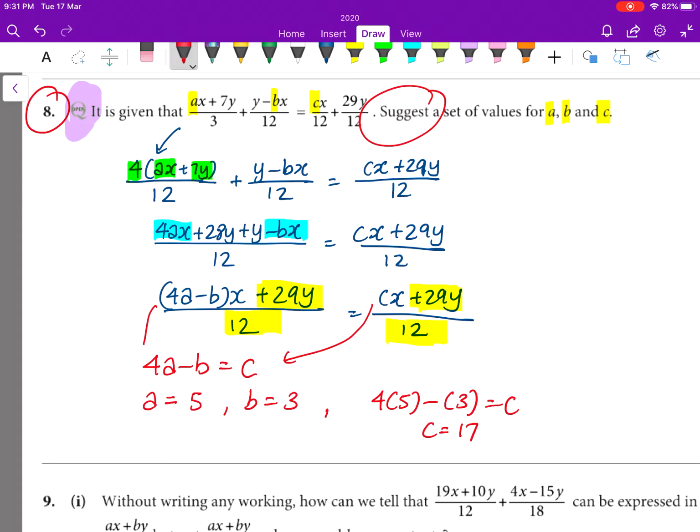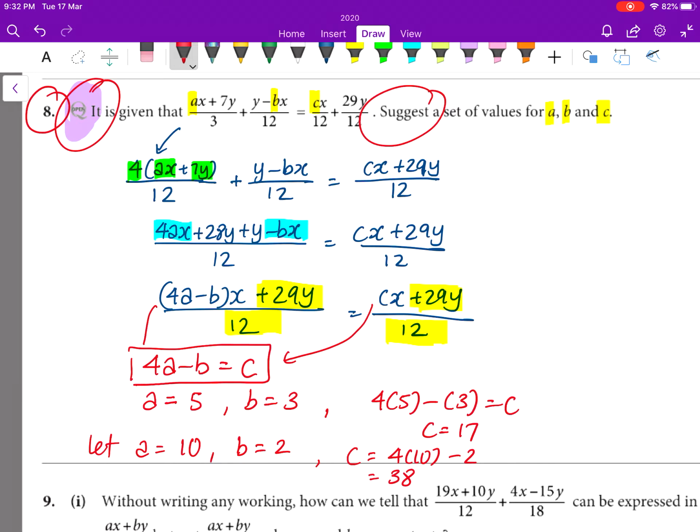I can think of other numbers. I can let a be, let's say 10, then b I want it to be 2. Then what will c be? C will be 4 times 10 minus 2, which is 38. Alright, so it's an open question. You can just suggest a set of values for a, b and c, but it will be determined by this equation.